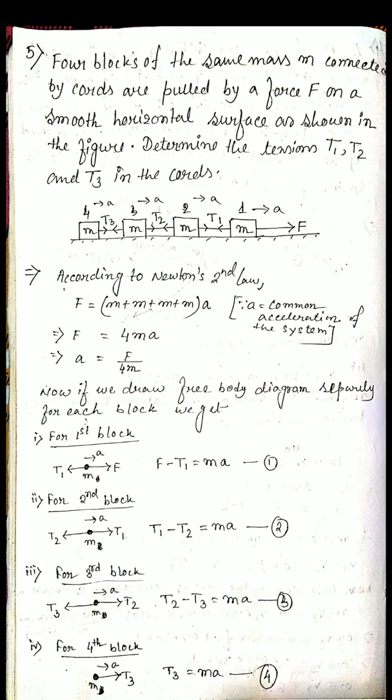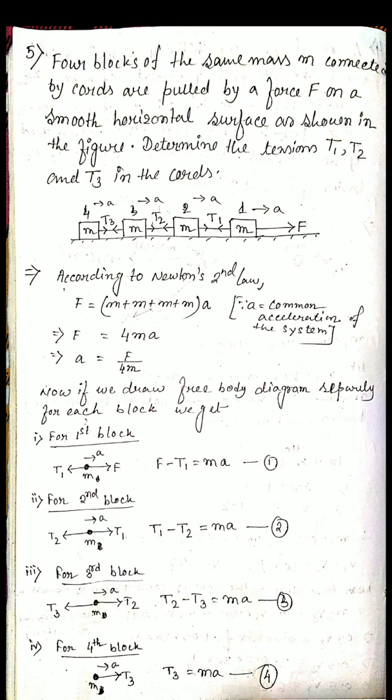According to Newton's second law, F equals m into a. Here, with respect to F, m means the sum of all 4 masses, that means 4 into m into a. So from here we get the expression a equals F by 4m. Now one by one, if we draw the free body diagram of the first, second, third and fourth blocks, we also get 4 equations. For the first block, F is one force and T1 is the other, with acceleration, so F minus T1 equals m into a. That is equation number 1.